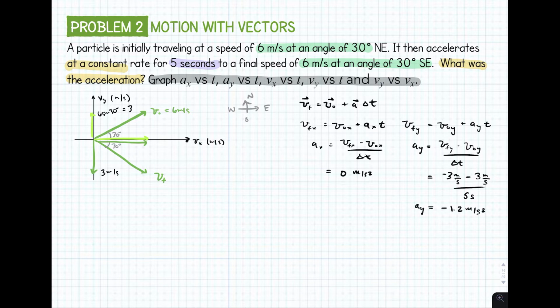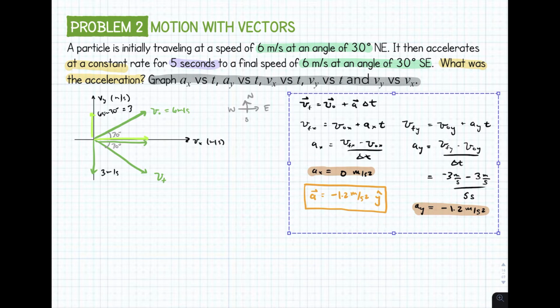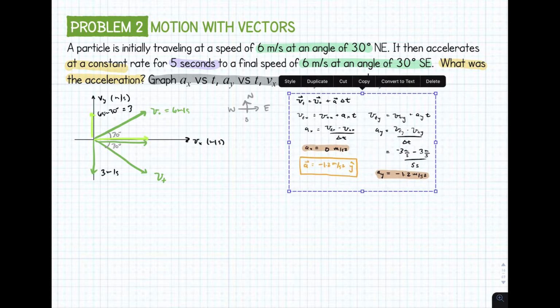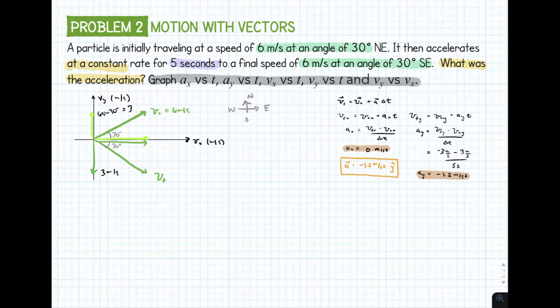So that's ay. So if we're keeping track, ax, acceleration in the x direction is 0 meters per second squared. Acceleration in the y direction is negative 1.2 meters per second squared. So our acceleration is only in the y direction. And if you want to write acceleration as a whole vector, it's just going to be negative 1.2 meters per second squared y hat. That is our acceleration. So I'm going to make this a little bit smaller so we have room to make all these graphs. And then we're going to make all the graphs.